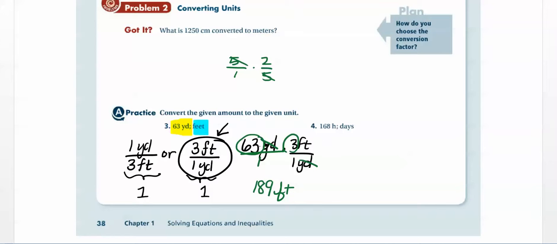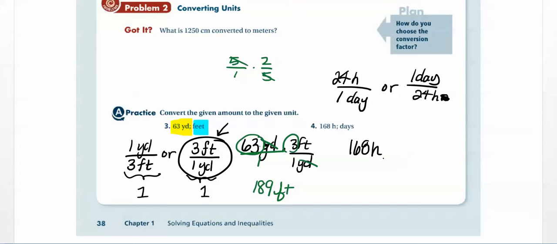Okay, let's do number 4. So in this case, we're working with hours and days. And so our conversion factors could be 24 hours to 1 day, or 1 day to 24 hours. Okay, so I have 168 hours. Which one do you think we need?